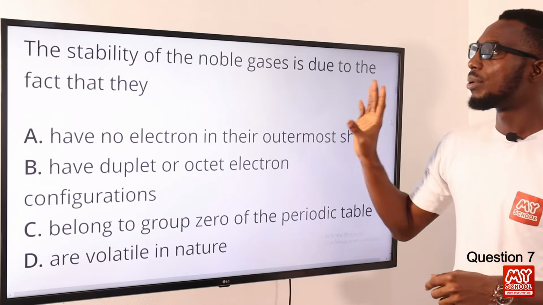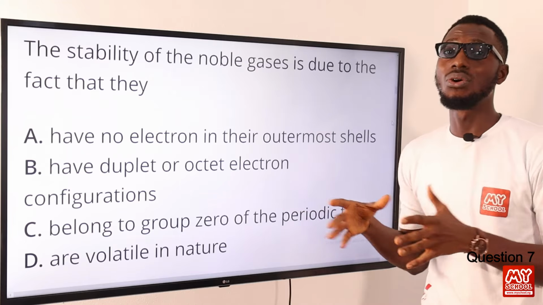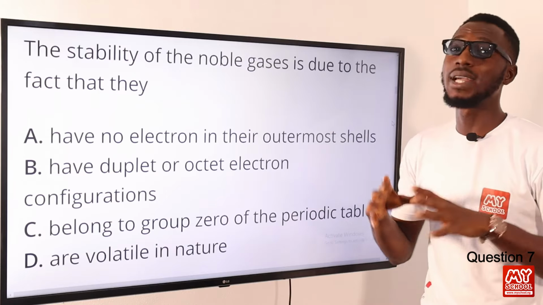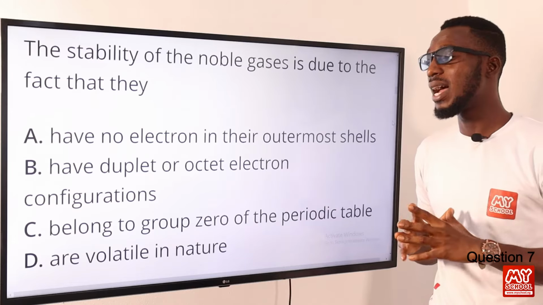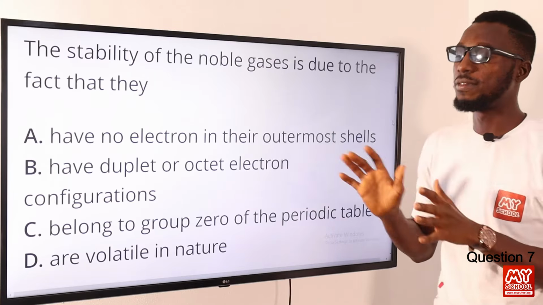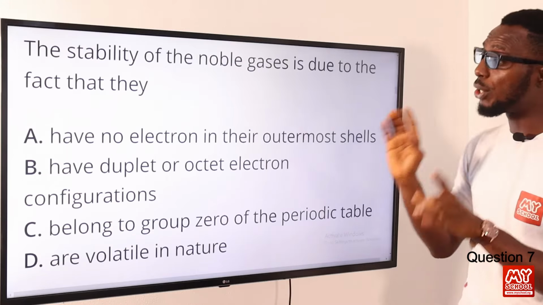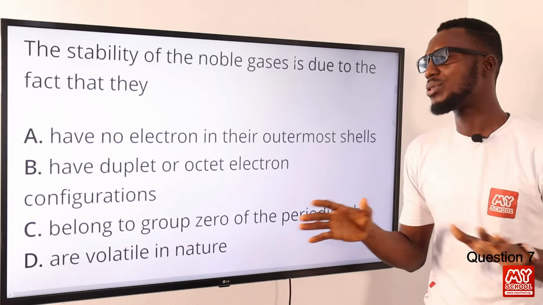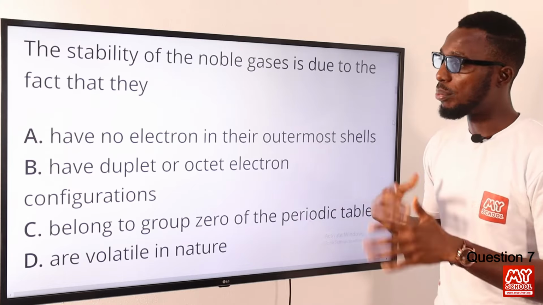Now the stability of these noble gases, or their unreactivity, is due to the fact that all the energy levels where you can find electrons in their atoms are completely filled. That implies that they have satisfied the duplet or octet electron configurations. Of course, we know that they belong to group 0 of the periodic table because of this, because their atomic shell is filled already. So there are no chances for bonding to occur.